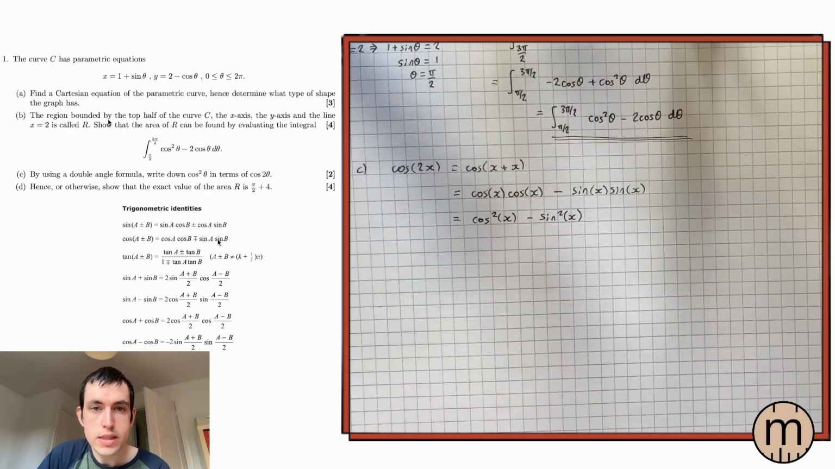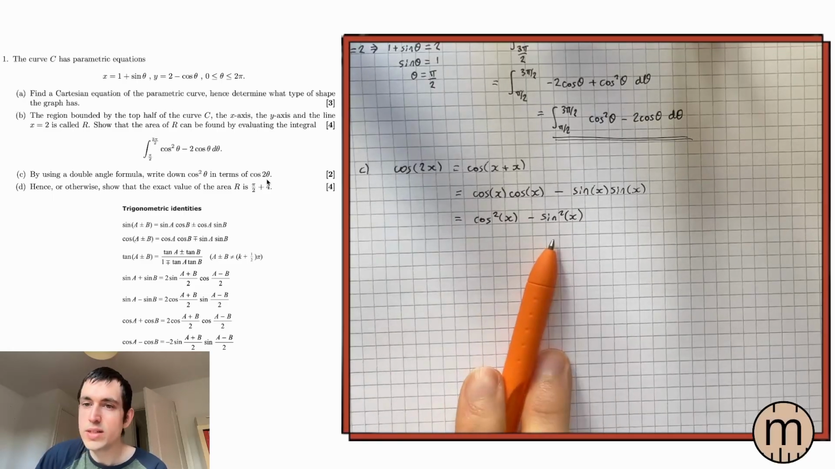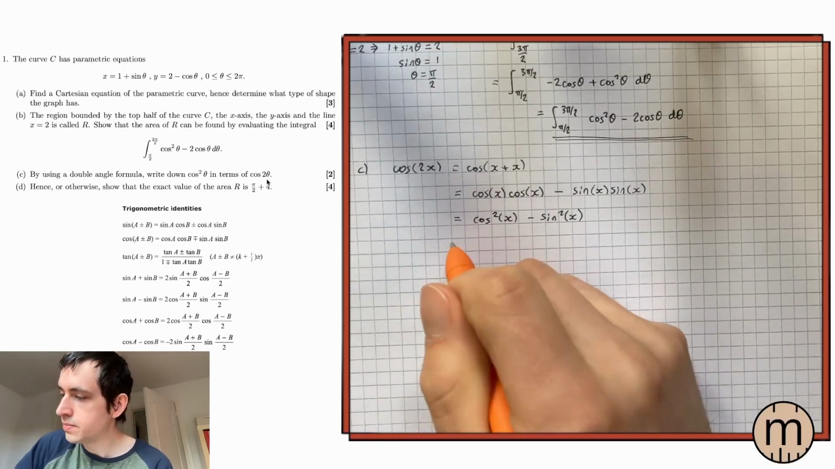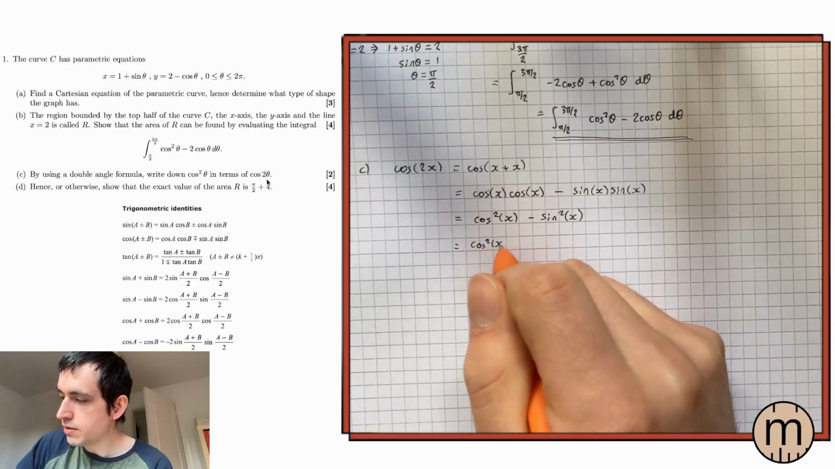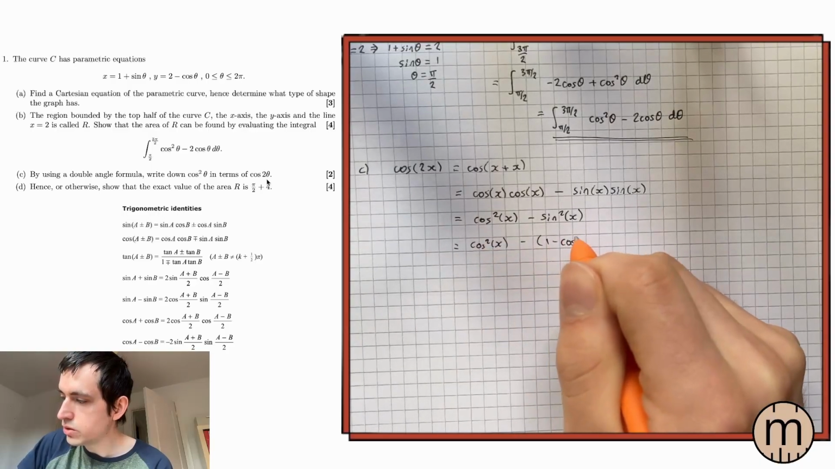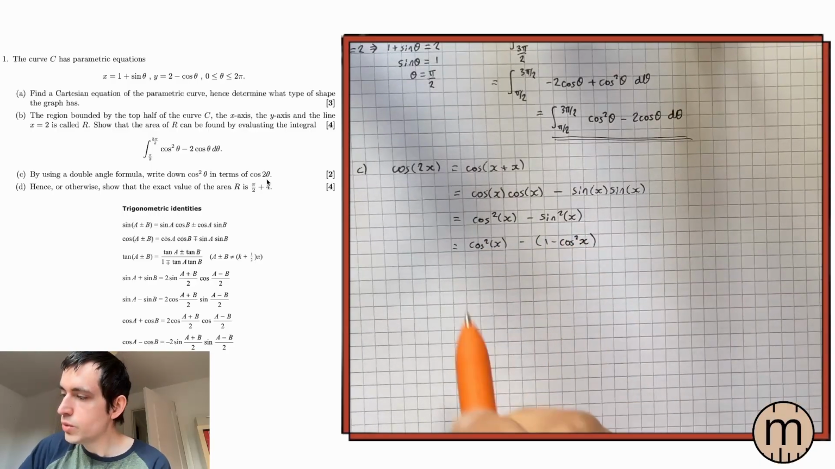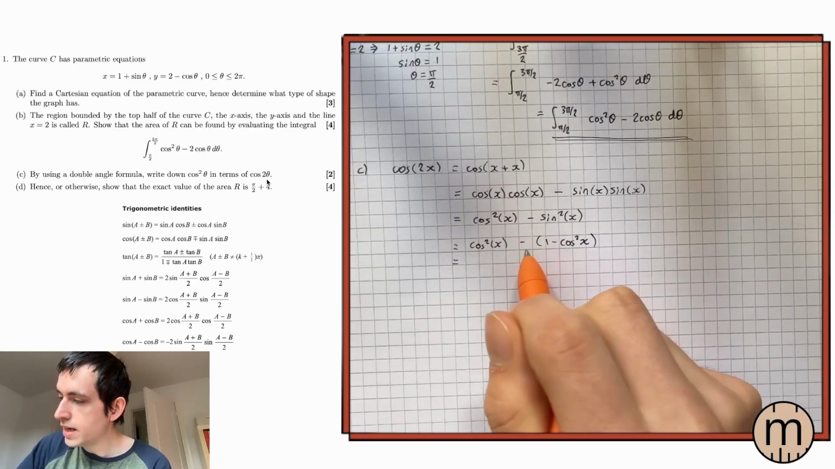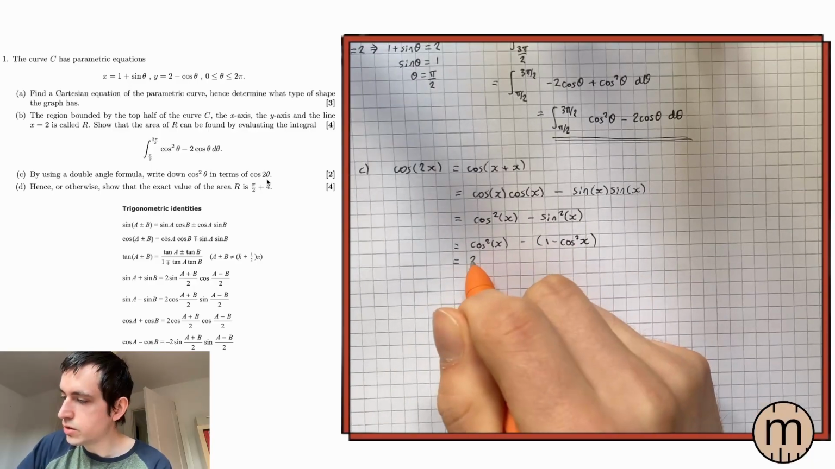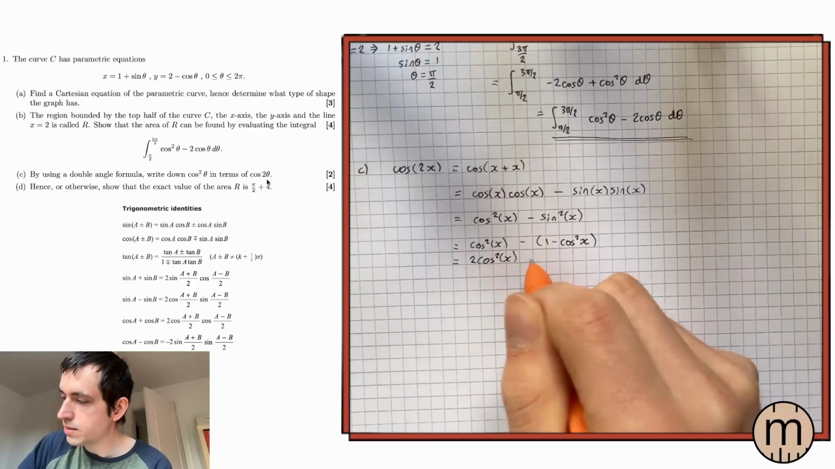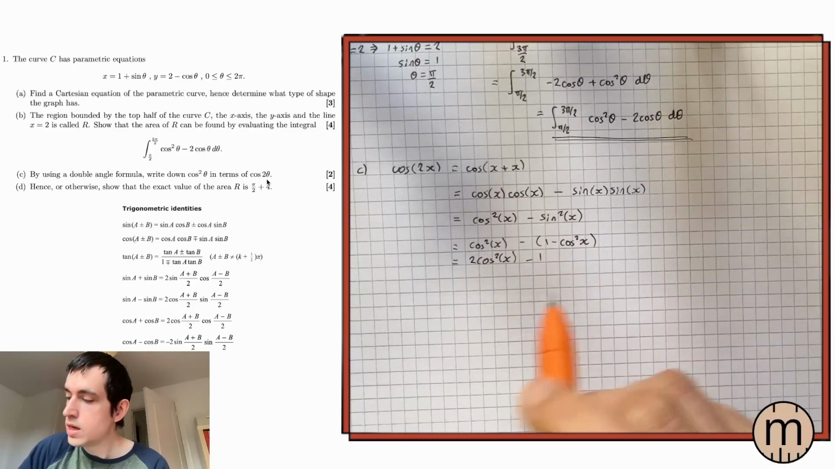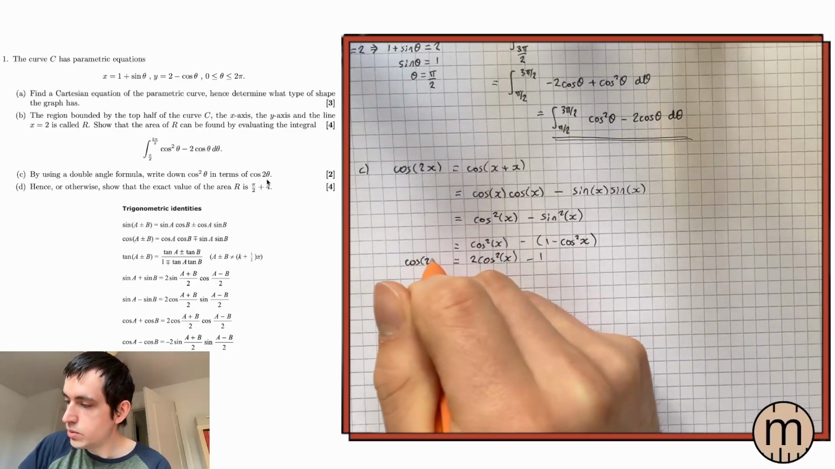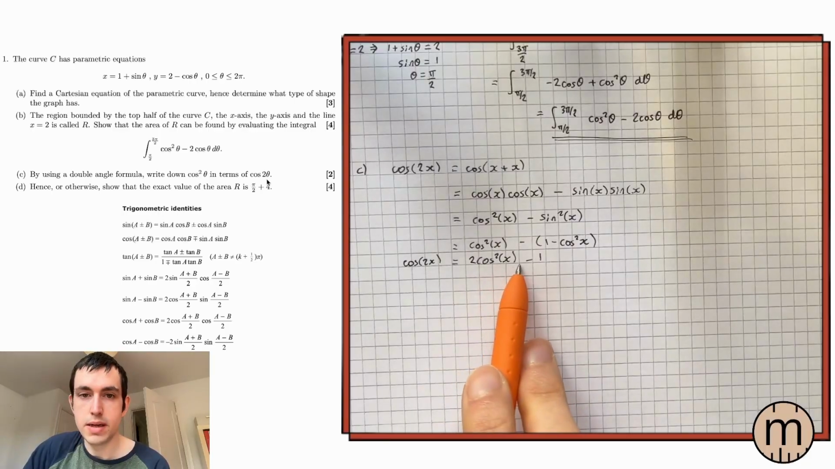What did the actual question say? Write down cos squared theta in terms of cos 2 theta. So we don't want this sine squared knocking about. Why don't we use our identity? This is 1 minus cos squared x, which means that if we now simplify, that is 2 minuses, adds on a cos squared to get 2 cos squared x minus 1. So cos 2x is equal to 2 cos squared x minus 1.